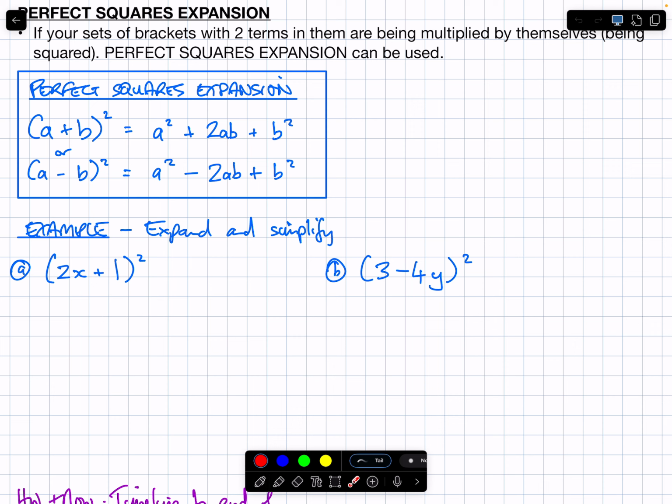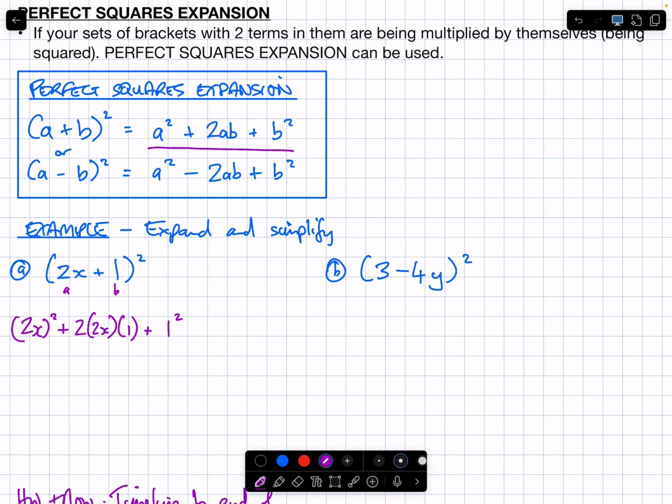All right, if I look at my set of brackets here, are there 2 things inside the brackets? What are the 2 things inside the brackets? 2x and 1. So my A is 2x. My B is 1. Okay? And what does the shortcut say? A squared plus 2ab plus b squared. So A is 2x, and I'm squaring it, plus 2. What was A again? A was 2x. What was B? B was 1. And then I'm squaring B, so it's 1 squared.